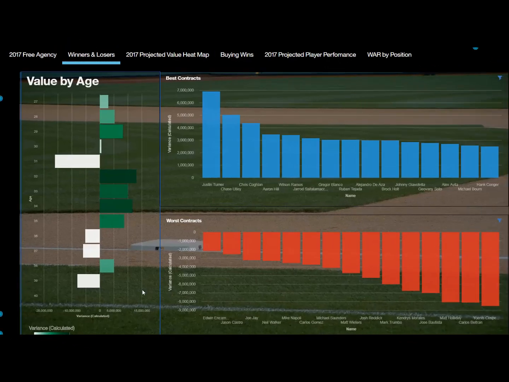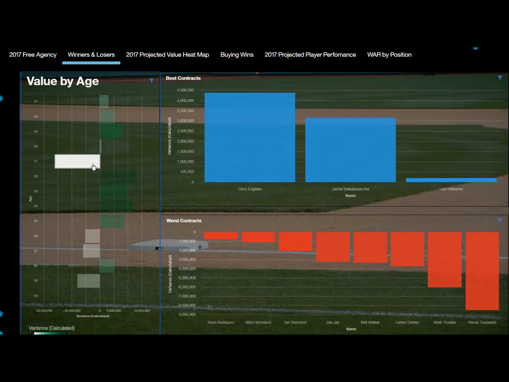This dashboard tab is going to evaluate all the free agents that have signed contracts to this point by their age. In the graph on the left, the bars that are colored white are bad, and the bars that are colored green are good. I can see from the chart that the contracts that were signed by 31-year-olds were collectively the most overpaid free agents. Clicking into the 31-year-old graph, I can see that there are 3 contracts classified as good, and more than twice as many contracts classified as bad.